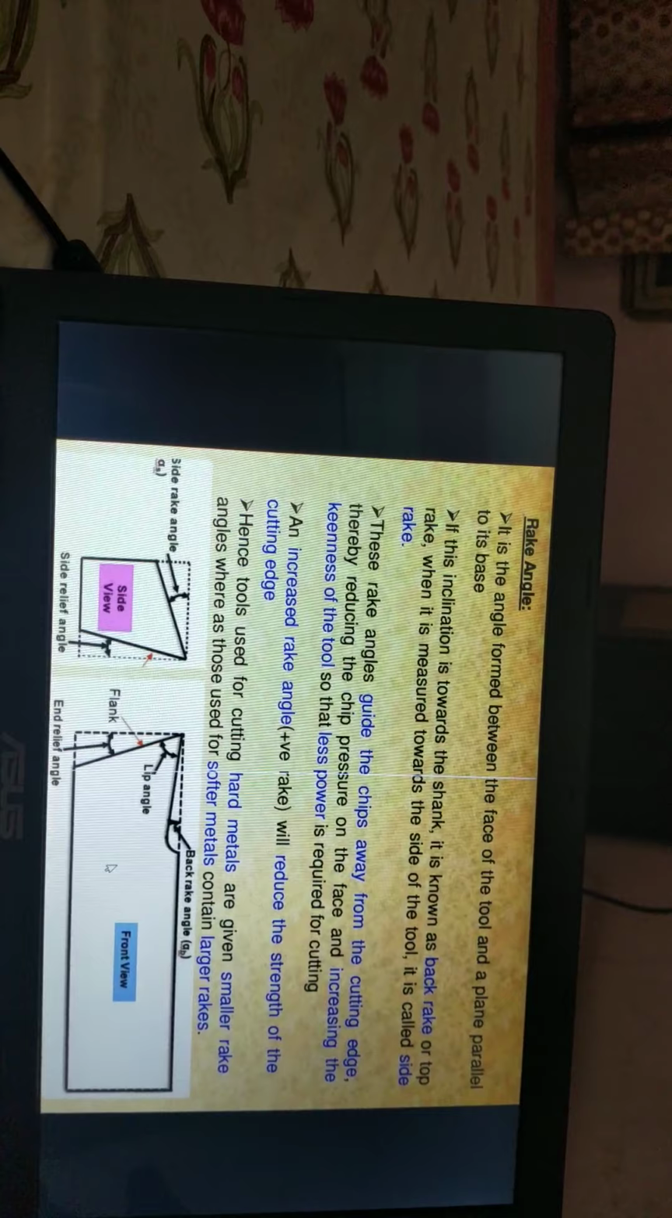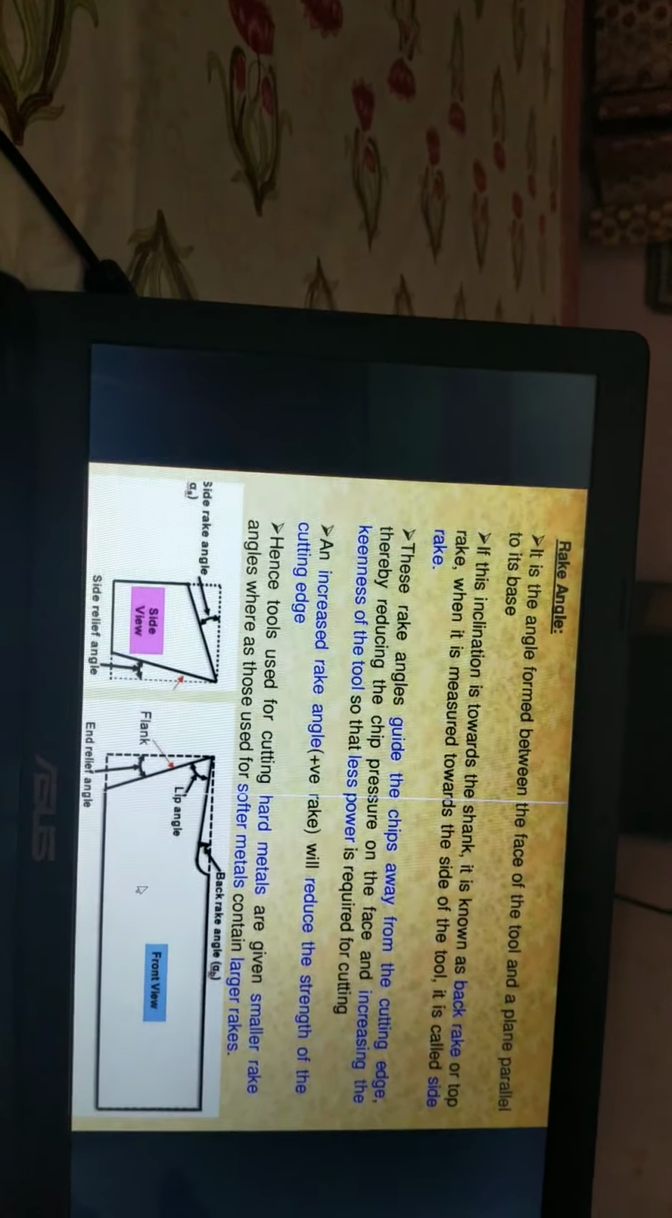Yesterday we have seen that regarding metal cutting there must be relative motion between the workpiece and the tool. So there are two components that come into the picture whenever metal cutting is there: the quality of the workpiece and the quality of the tool. And when a tool is there, automatically the geometry of the cutting tool comes into the picture. Yesterday we saw the geometry of the single point cutting tool.